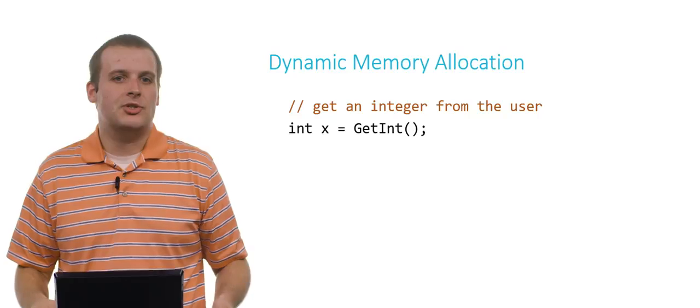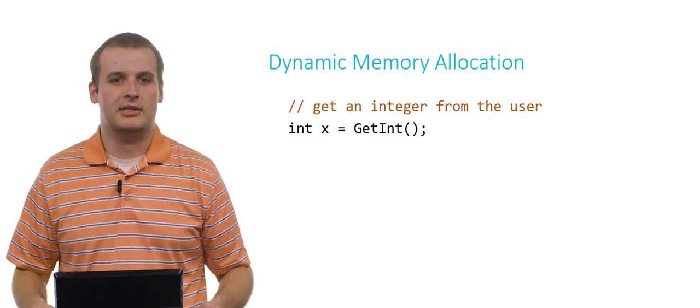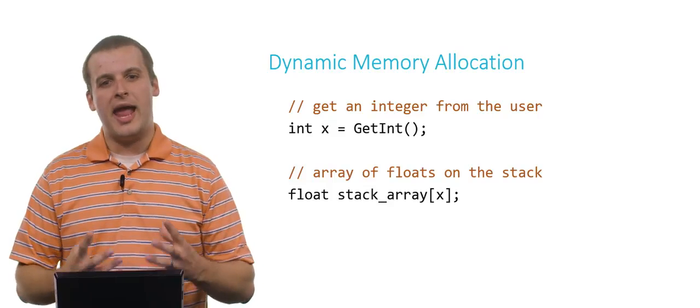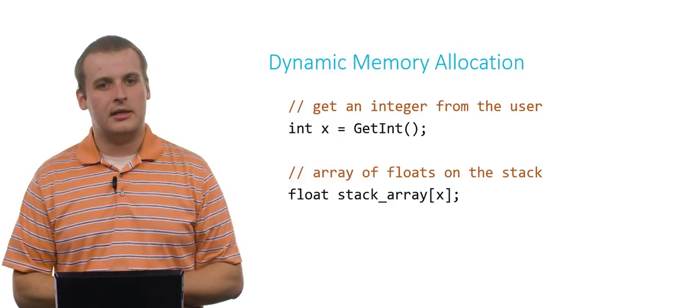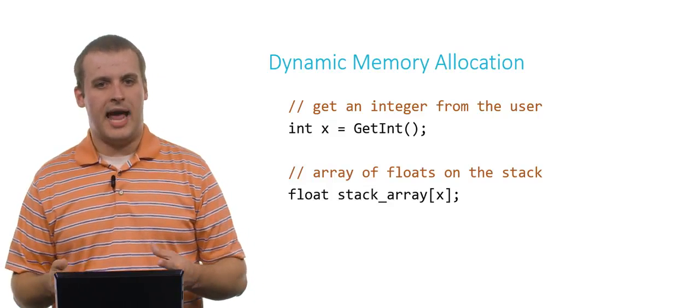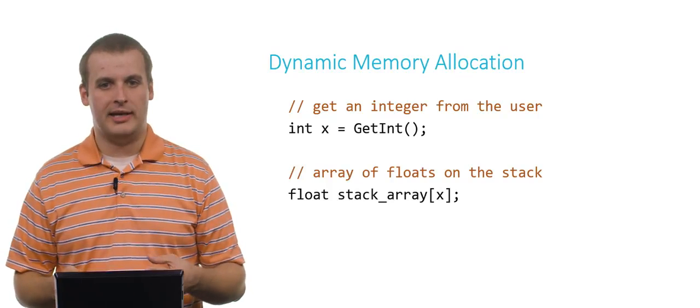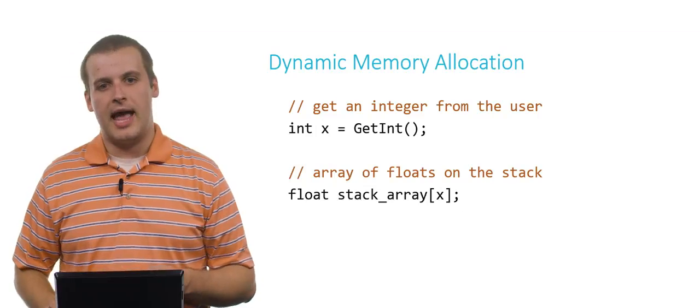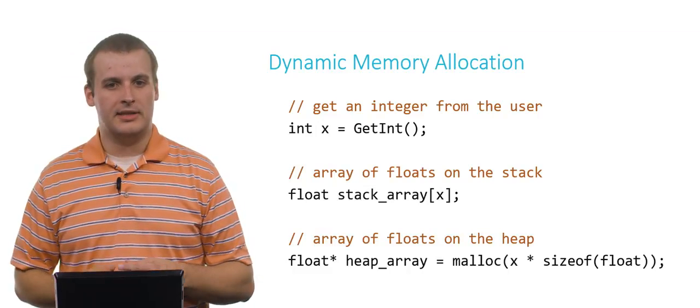How do we get an integer from the user? We can say int x equals getInt. That's pretty straightforward. What if we want to create an array of x floats that live on the stack? Float stack array, that's the name of our array, square brackets, x. That will create for us an array of x floats that live on the stack. Well, we can create an array of floats that lives on the heap, too.